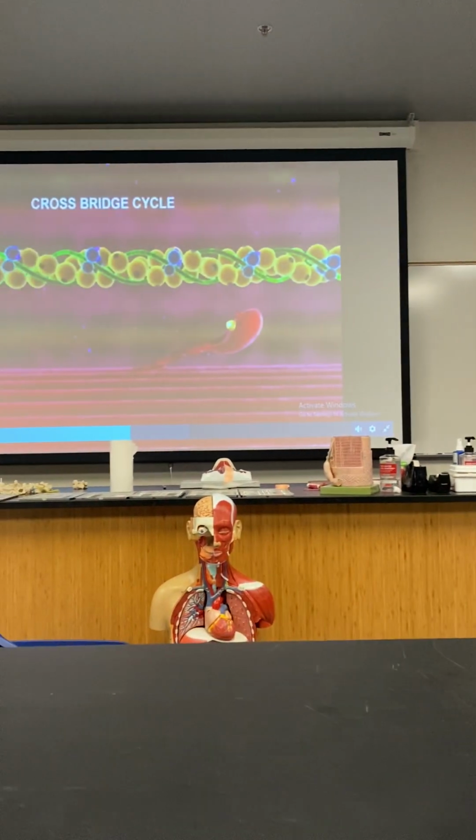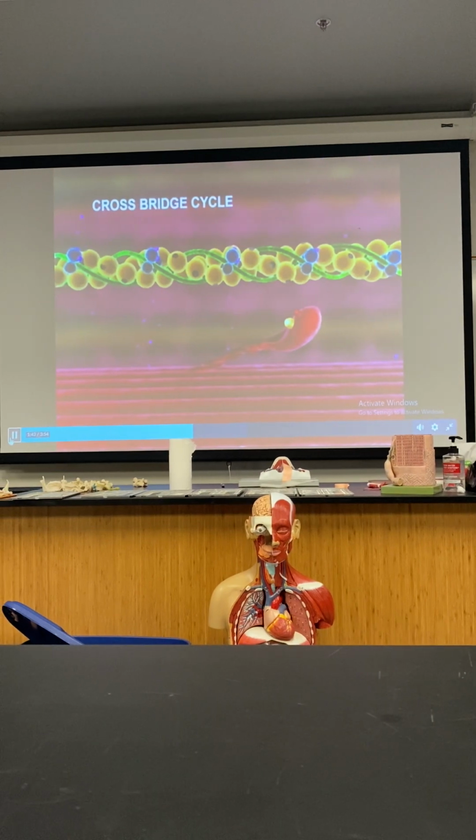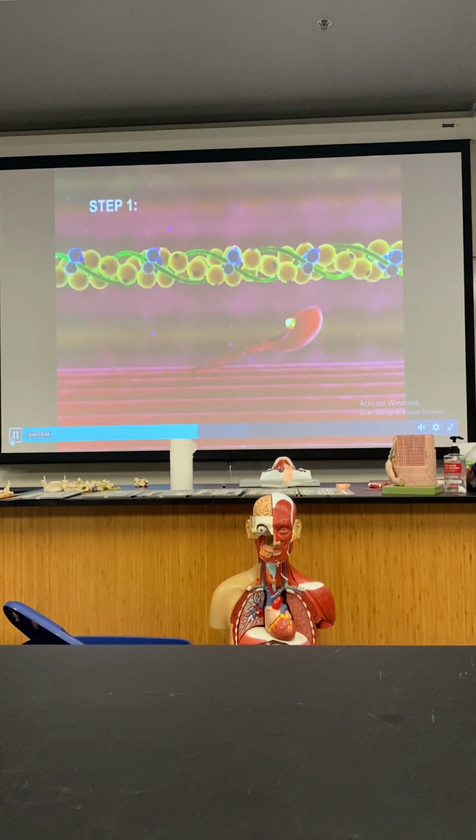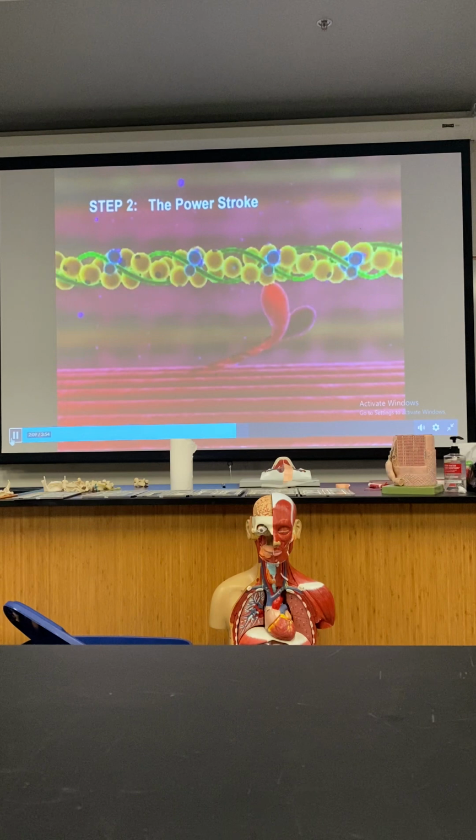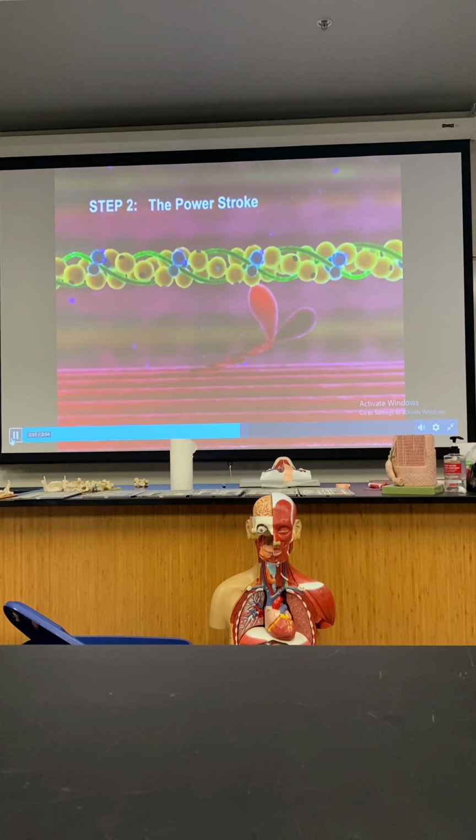A cross-bridge cycle may be divided into 4 steps. Step 1, cross-bridge formation. The activated myosin head binds to actin, forming a cross-bridge. Inorganic phosphate is released, and the bond between myosin and actin becomes stronger. Step 2, the power stroke. ADP is released, and the activated myosin head pivots, sliding the thin myofilament toward the center of the sarcomere.